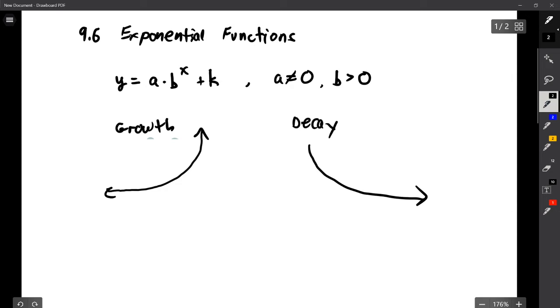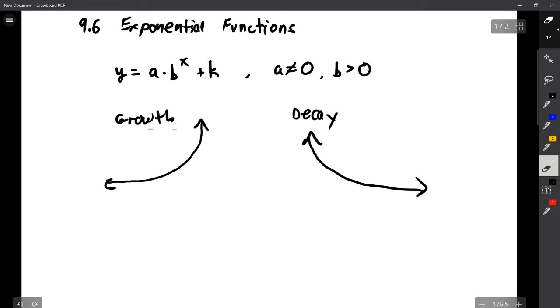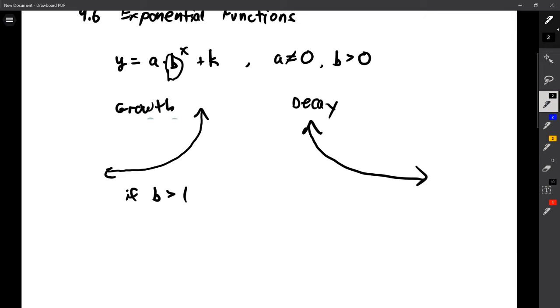It works the opposite. And it gets more and more horizontal as you go on. So growth starts out almost horizontal over here, and then it increases more and more. Decay starts out really steep on the left, and it becomes almost horizontal as you go to the right. So as far as the equation is concerned, what does the growth versus decay? Well, you get growth if B is greater than 1. If that base there is something greater than 1, when you raise it to higher and higher powers of x, you're going to get bigger and bigger values.